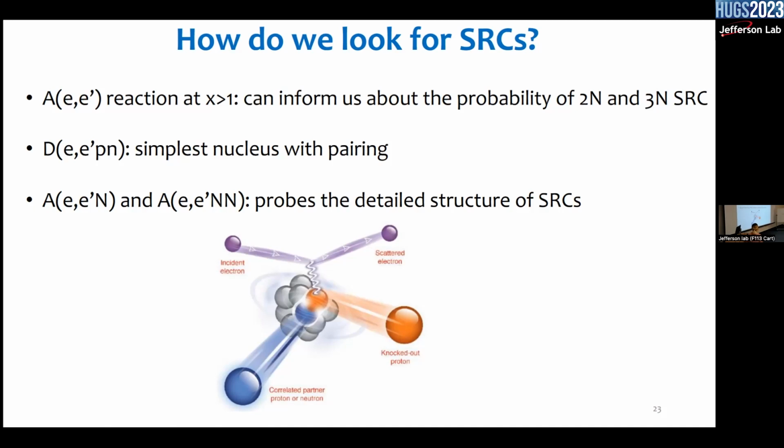And that's also another reason why in a lot of experiments we're comparing everything to the deuteron, right? Because it's just the simplest pn pair. And then you can measure this. As I said, you can measure just the knocked-out nucleon, or you can measure the nucleon pair from the reaction. And so this all probes the detailed structure of the short-range correlations.